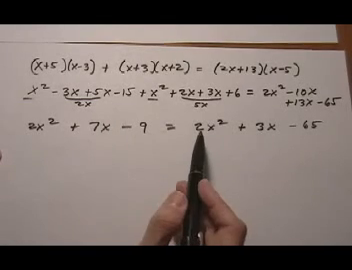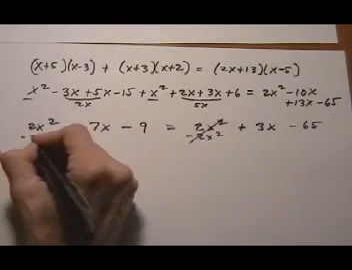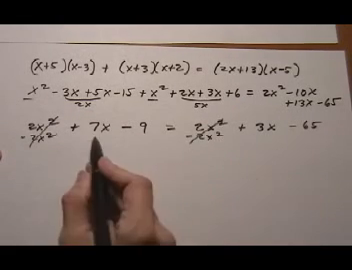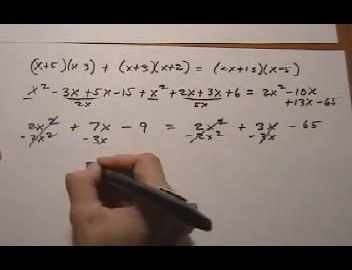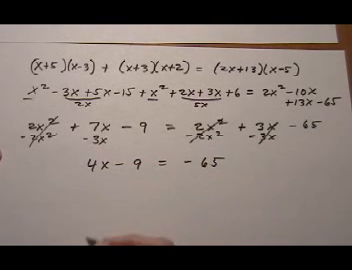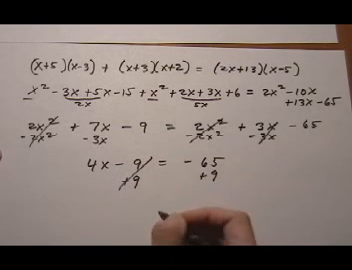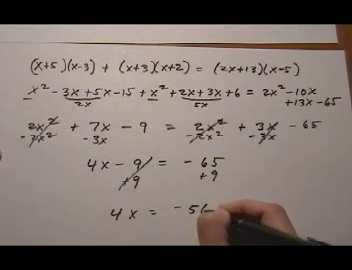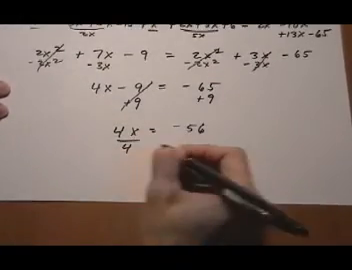Now we want to get all x's to one side. So we have a 2x squared on both sides. Well, that's nice because that's going to cancel out. And now we want to move the x to the left. So we'll take away 3x both sides. So we have 4x take away 9 equals minus 65. Numbers to the right, so add 9, 4x is equal to minus 56. Divide by 4, so we're almost there.